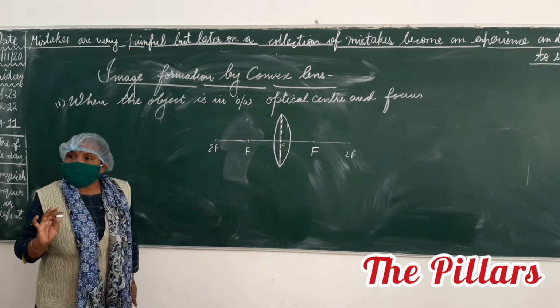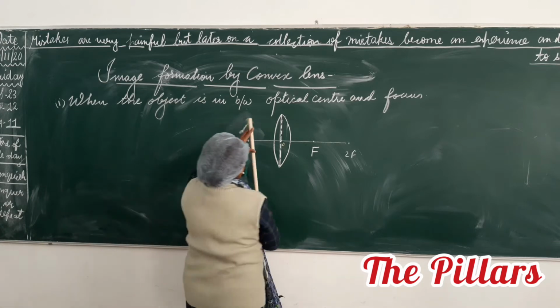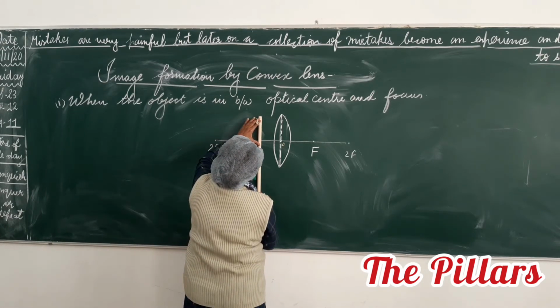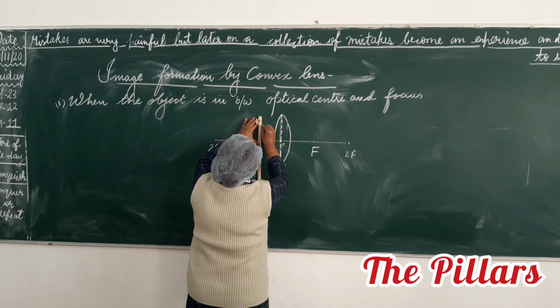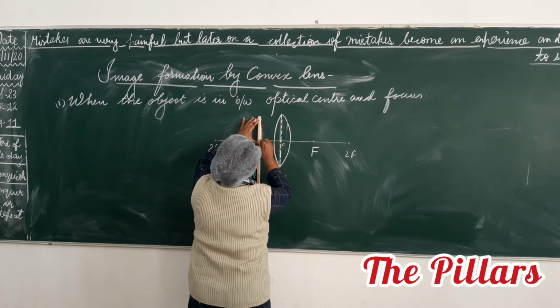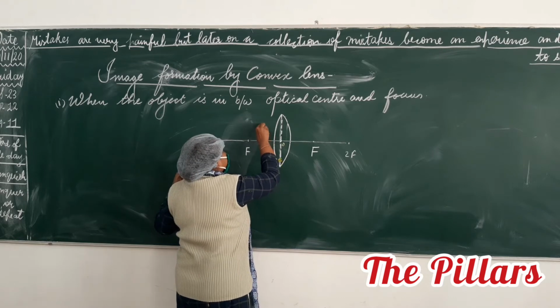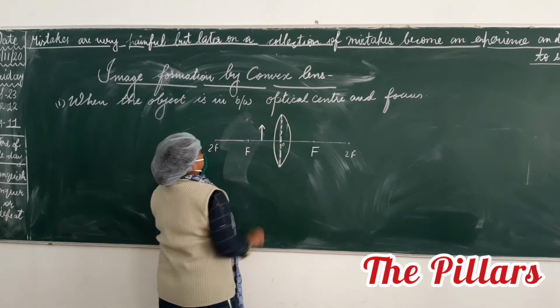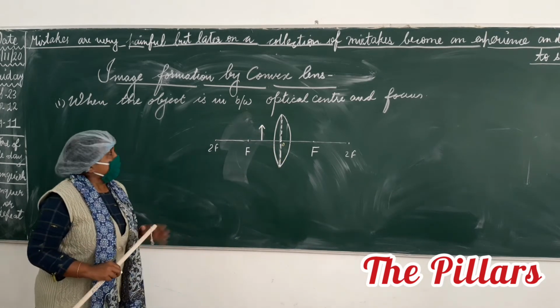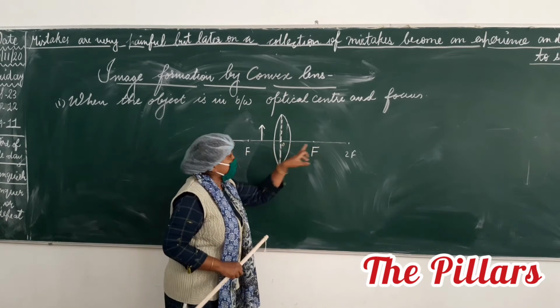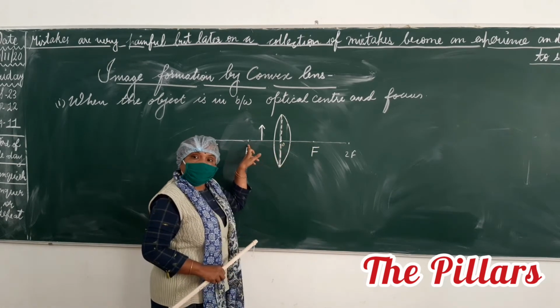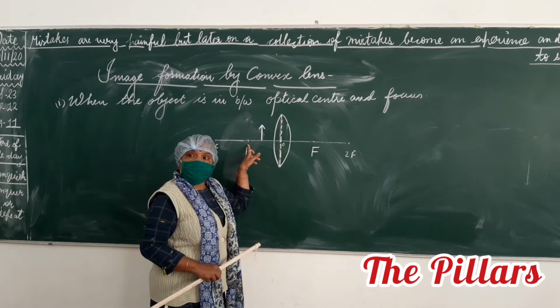Okay? Where is the object? Between optical center and focus. First focus, because they can't keep the object here, between optical center and focus. Yes, ma'am. Clear to everyone?